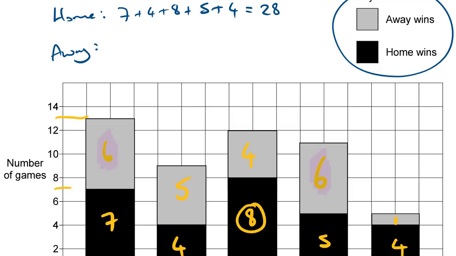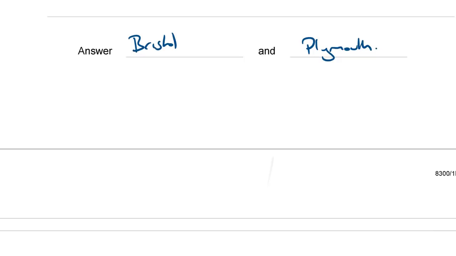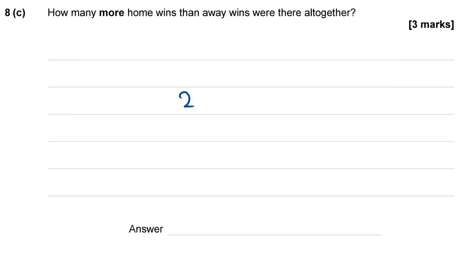Away wins, so the grey bars added together. So that is 6 plus 5 plus 4 plus 6 plus 1. What does that add up to? 6 plus 5 is 11, plus 4 is 15, plus 6 is 21, plus 1 is 22. So how many more home wins than away wins? It's going to be 28 subtract 22 then, isn't it? So 28 subtract 22 is 6. So the answer is 6 more.